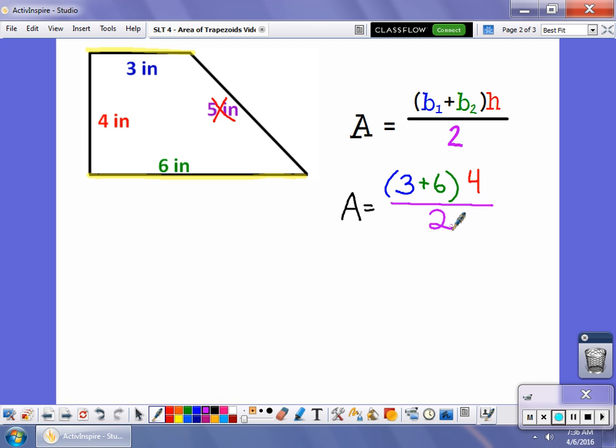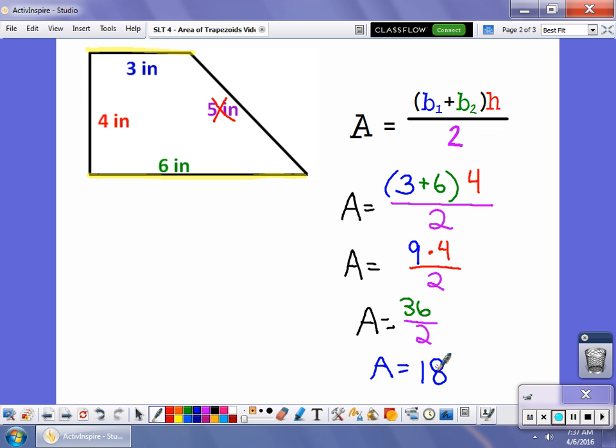Now at this point, all we're going to do is follow our order of operations. We're going to do what's in our parentheses first, so 3 plus 6 is 9. And then I have 9 times 4, and I'm going to divide that by 2. Okay, 9 times 4 comes first, so 9 times 4 is going to be 36, and then I'll divide that by 2, and finally finish this off. 36 divided by 2 is 18. Now I can't forget my label. We have inches, and because this is an area, it's going to be square inches. So the area of this trapezoid is 18 square inches.